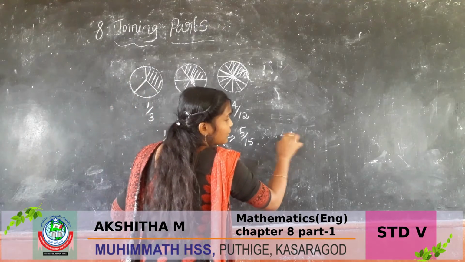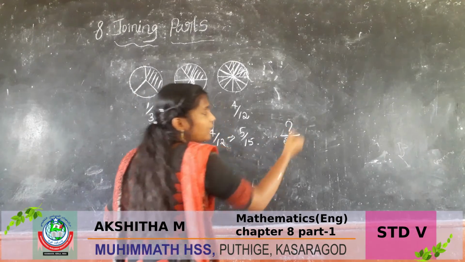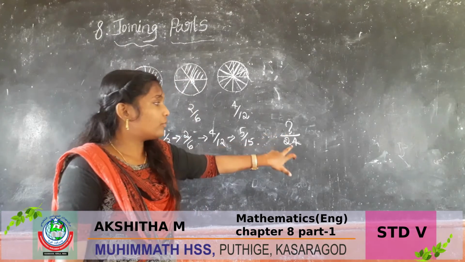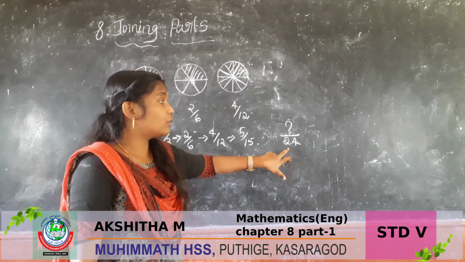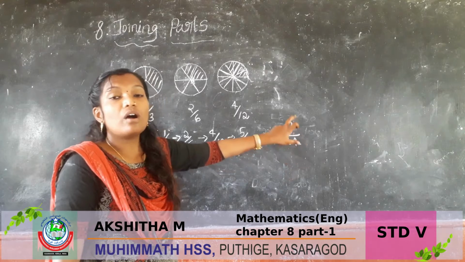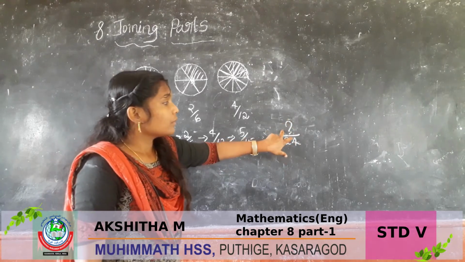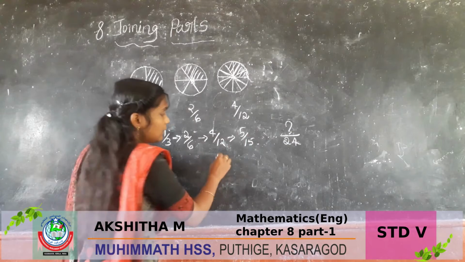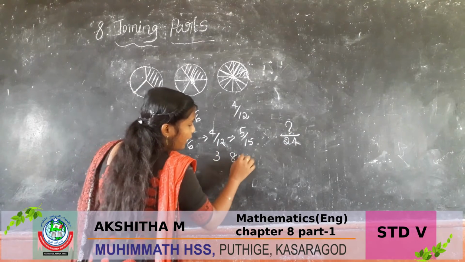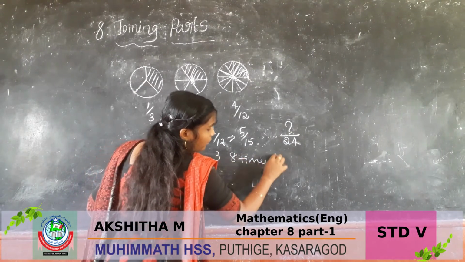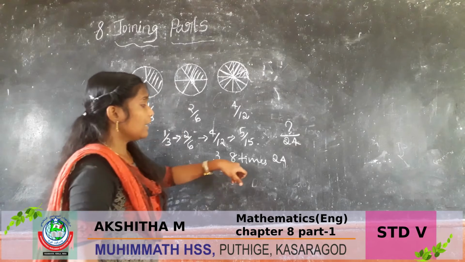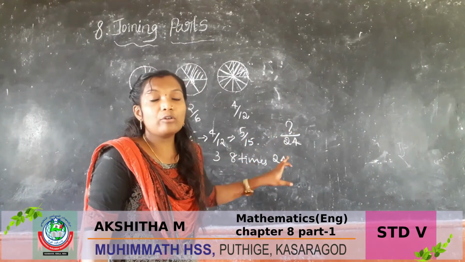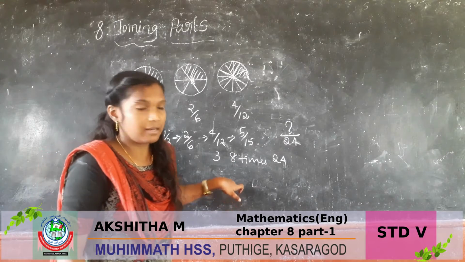If the denominator is 24, what should be the numerator? How can we find out that? 3 times 8 is 24, right? To get the numerator, we have to multiply by the same number.